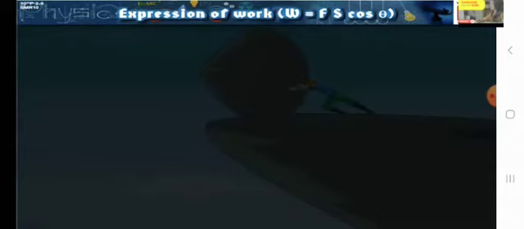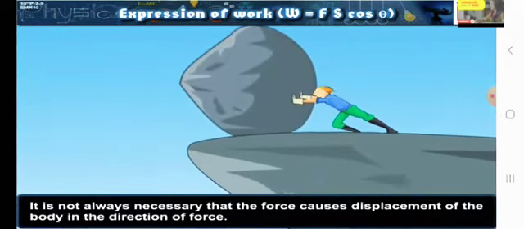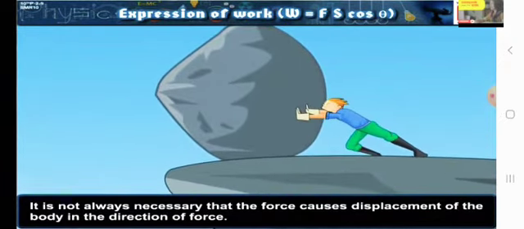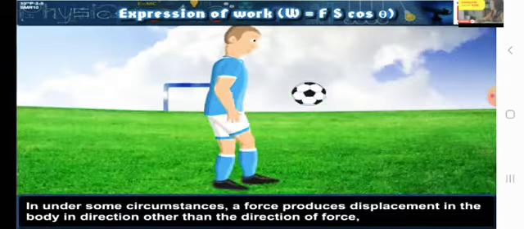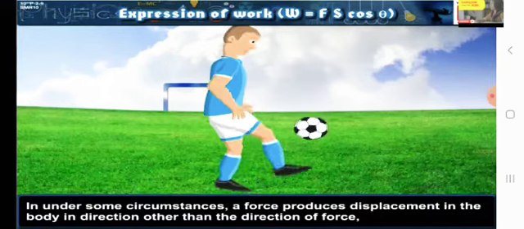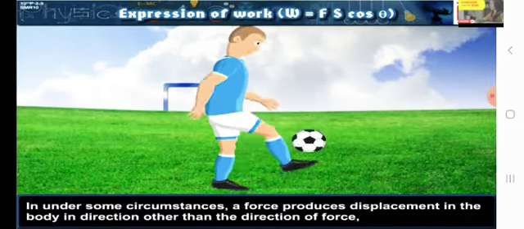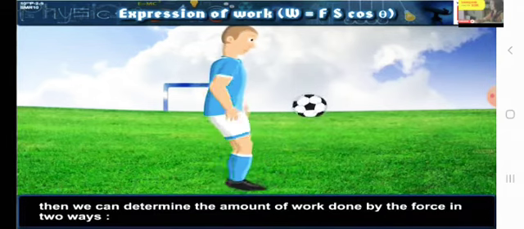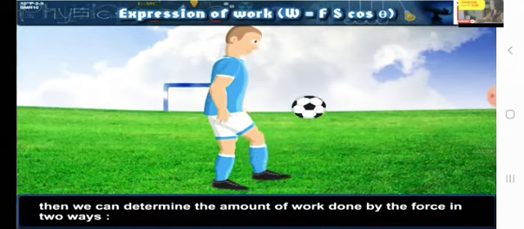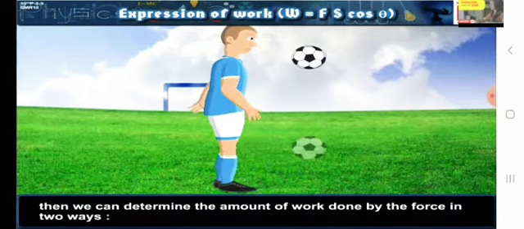Expression of work: W = Fs cos θ. It is not necessary that the force always causes the displacement of the body in its own direction. If under some circumstances a force displaces the body in a direction other than the direction of force, then we can determine the amount of work done by the force in two ways.